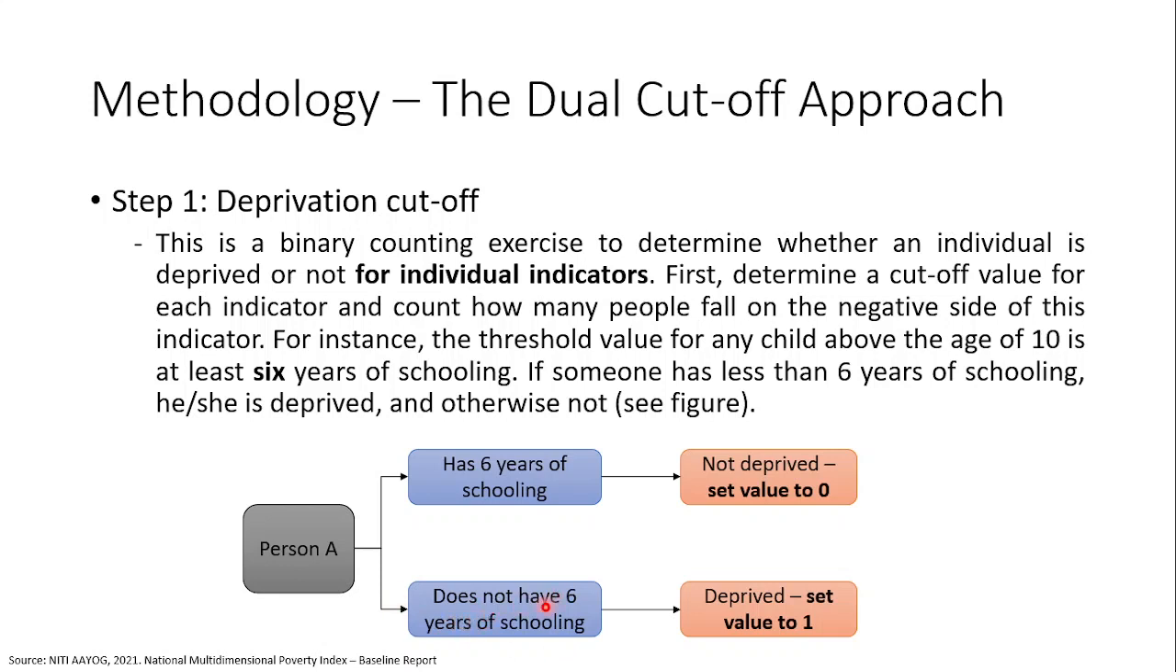Instead, if you assign the value of 1, you can just simply count the number of ones, or you can add them up. Let's say there are 6 people out of a population of 10 that have not gone to school. So there will be 6 ones and 4 zeros. If I add the entire column, I'll get 6. So I'll say there are 6 people who did not have 6 years of schooling. That is why we are doing it in a binary way. So 0 or 1.